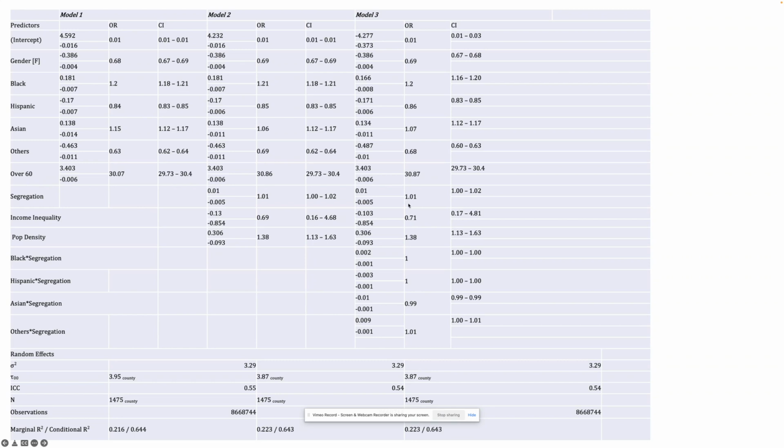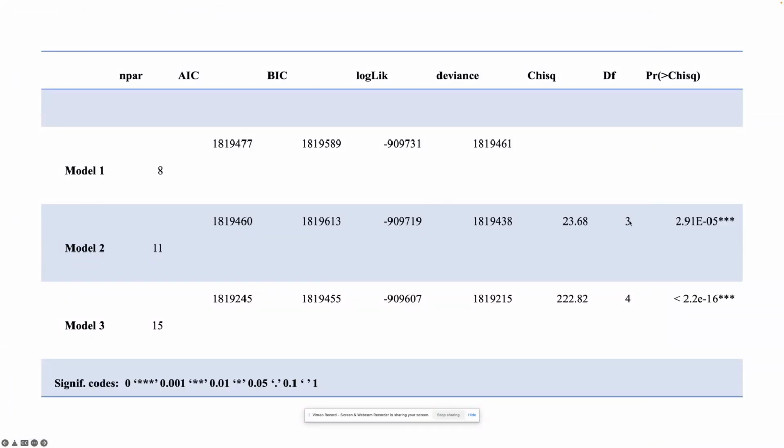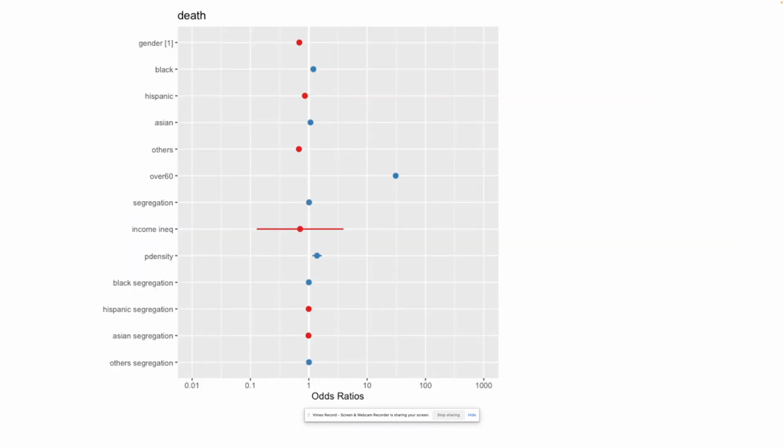But if it was interacted with the individual race, it was not significant. So Black living in segregated counties has no effect with COVID-19, with the odds ratio being 1. It was different for Asians, and for others it was 1% more likely. And I chose model 3 based on this chart with log likelihood. And this is the figure that shows the odds ratio, easy to see the different odds ratios.